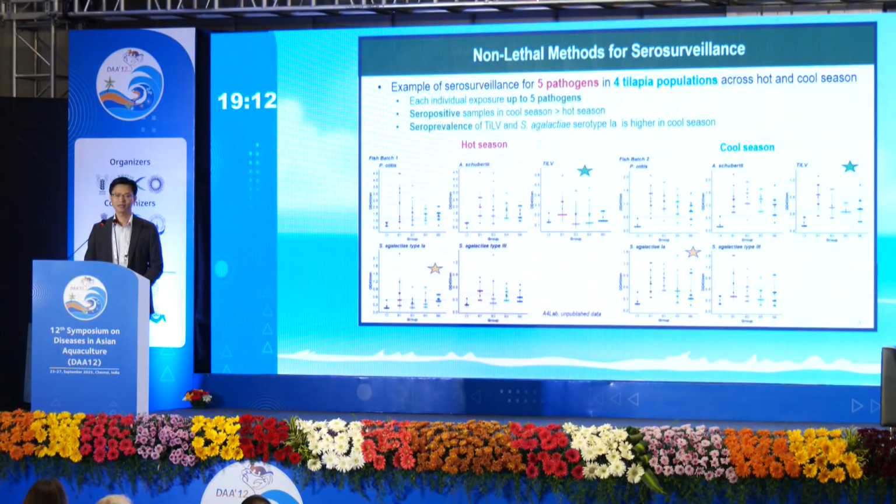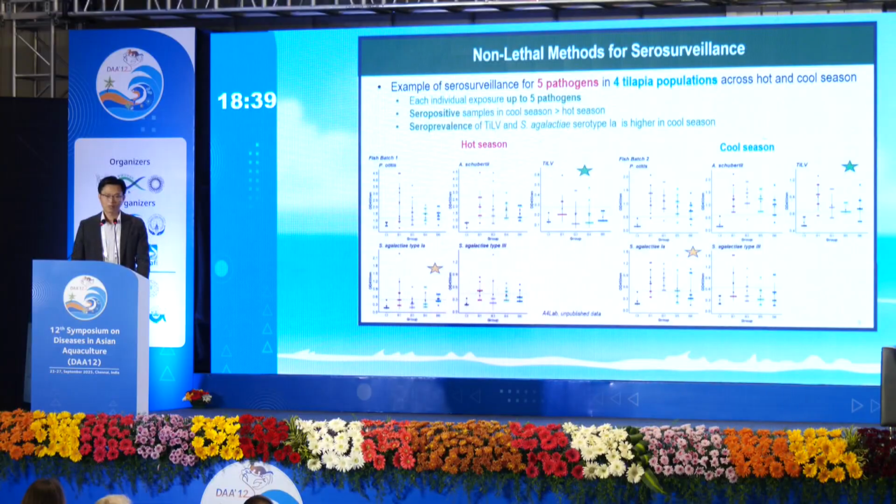So coming back to this one, serosurveillance is another way we can imply what pathogens the fish were infected with. We did serosurveillance for 5 pathogens from 4 tilapia populations across 2 seasons, hot season and cold season. For each population, we took a sample size of 10 fish, got the serum, and did ELISA detection against 5 pathogens. The first one is Pseudomonas, Aeromonas, Tilapia lake virus, Staphylococcus aureus, serotype 1A and 3.